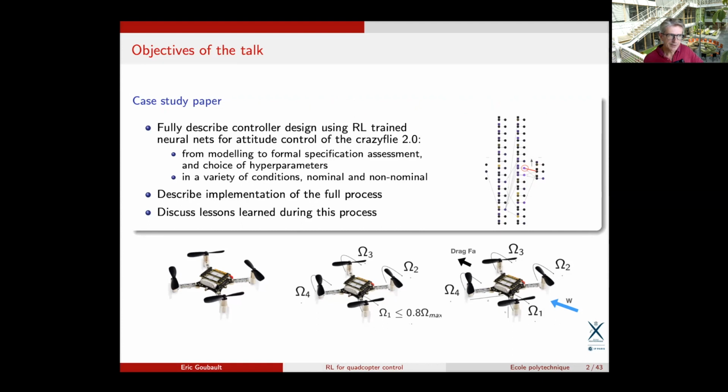Also, the other objective is to assess how well these controllers can be trained under a variety of conditions, both nominal and non-nominal. Non-nominal being two cases here. The first one is a case when you can have a power loss on one motor, and the other one is when you can have wind gusts coming in and change the dynamics of the quadcopter.